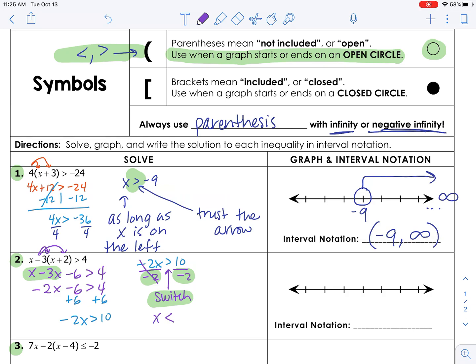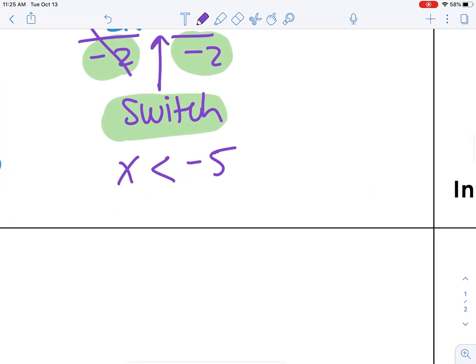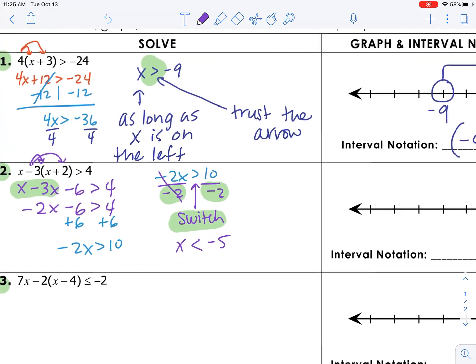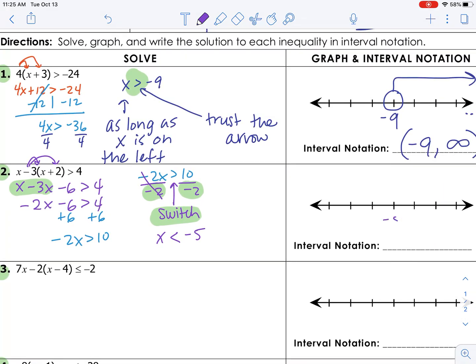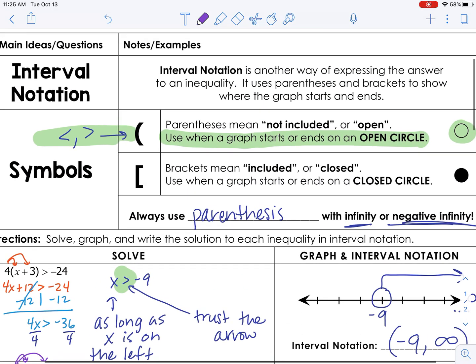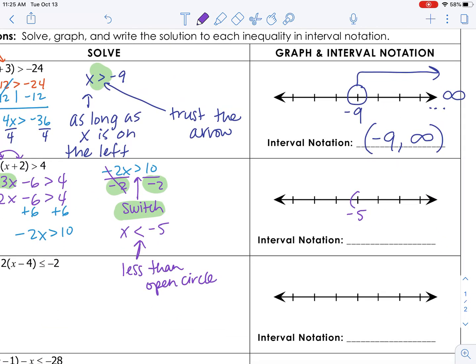So -2 divided by -2 makes x by itself. 10 divided by -2 is -5. So this is our inequality right here. X is less than -5. So I'm going to put -5 somewhere on the number line. Since I have only less than, this means I need an open circle. Open circle because we have only less than. Less than means open circle. So I'm going to put an open circle over -5.